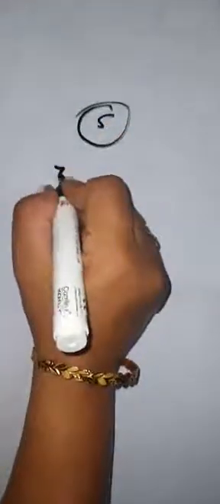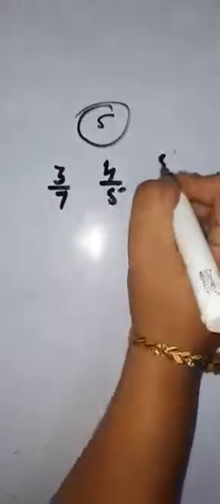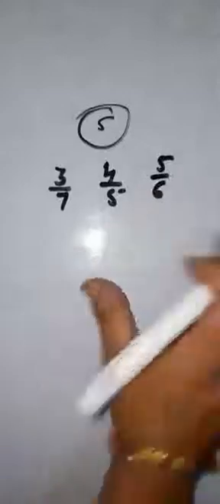Find equivalent fractions of the following. 3 out of 7. So what do we need to do here? How will you find equivalent fractions of 3 out of 7? And what did the question ask, how many? 5. So we have to find 5 equivalent fractions of 3 out of 7, and 4 out of 5, and 5 out of 6, and so on. But we will solve this one only here.